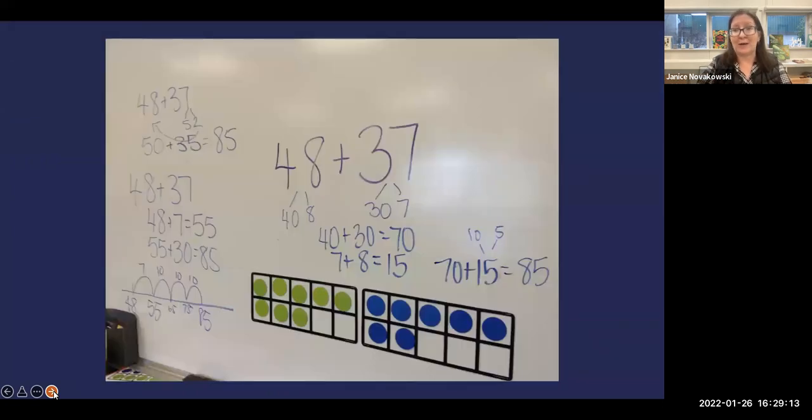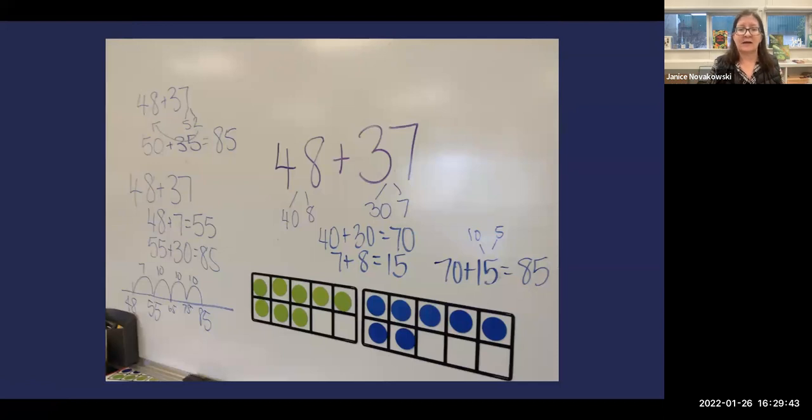So an example for that particular question, 48 and 37, you can see I still have the visual scaffold of the 10 frames at the bottom that supported the 8 and 7, which will help them with this question as well. And then you can see the strategies. They're not named here, but this one here, the main one and probably the most common one, is decomposing by place value. So 48 decomposes into 40 and 8, 37 decomposes into 30 and 7. I add the 10s, 40 and 30 to make 70.